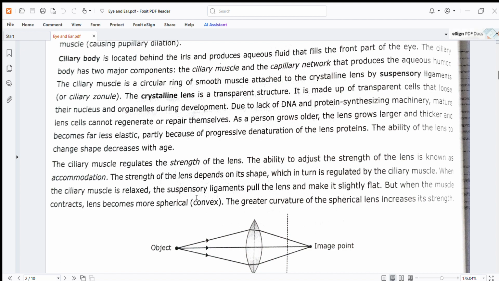The strength of the lens depends on its shape, which in turn is regulated by the ciliary muscles. When the ciliary muscle is relaxed, the suspensory ligaments pull the lens and make it slightly flat. But when the muscle contracts, the lens becomes more spherical, convex. The greater curvature of the spherical lens increases its strength.